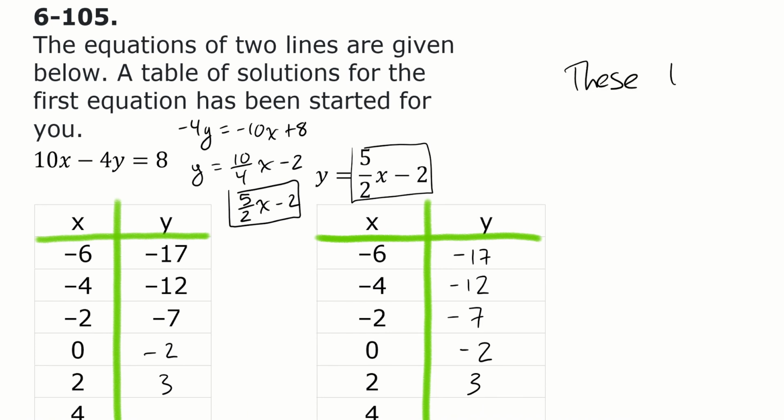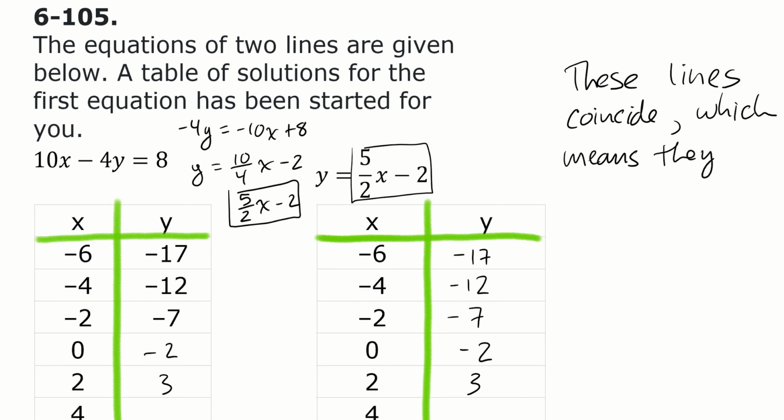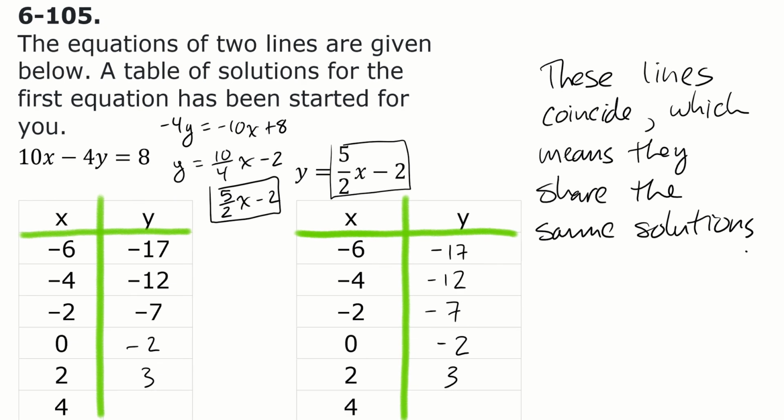If you could write this down, write down the equations in this summary. These lines coincide, which means they share the same solutions.